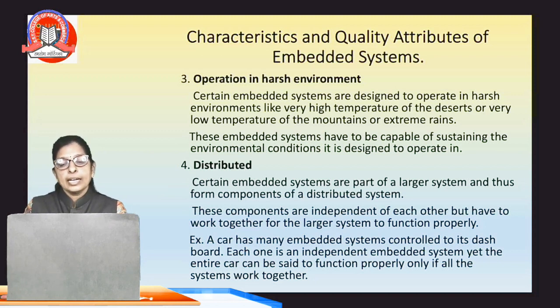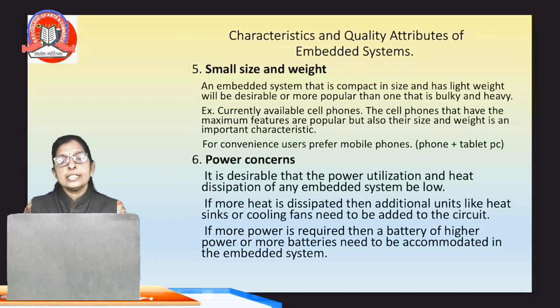For example, a car has many embedded systems, like control to its dashboard. Each one is an independent embedded system, yet the entire car can be said to function properly only if all the systems work together. So there are different functions which work together. Next is small size and weight. An embedded system that is compact in size and light in weight will be more desirable or popular than one that is bulky and heavy.